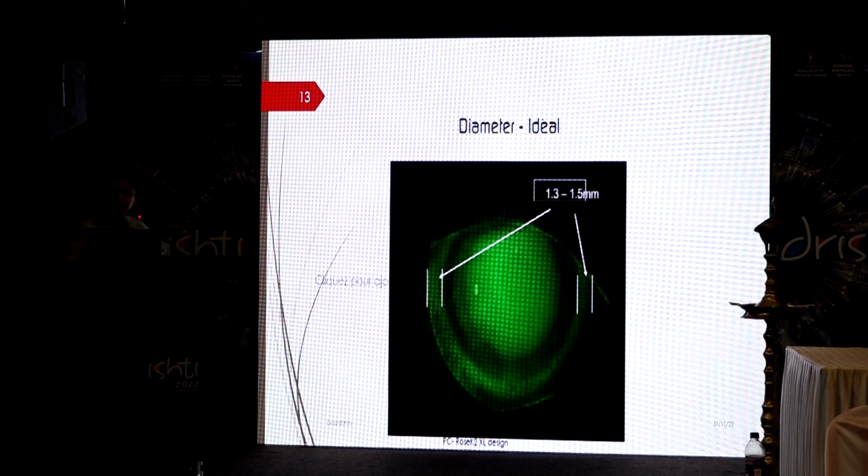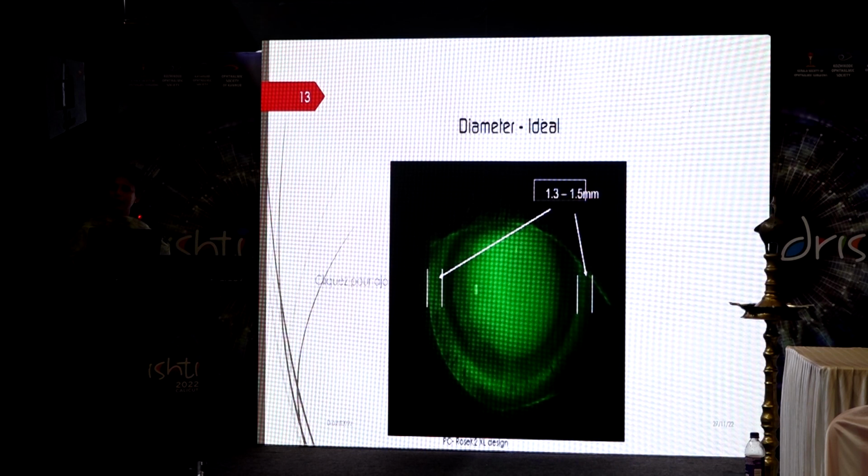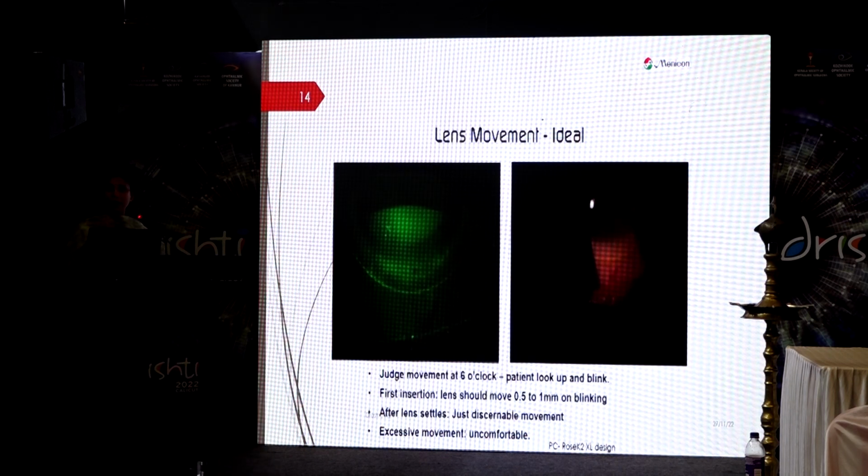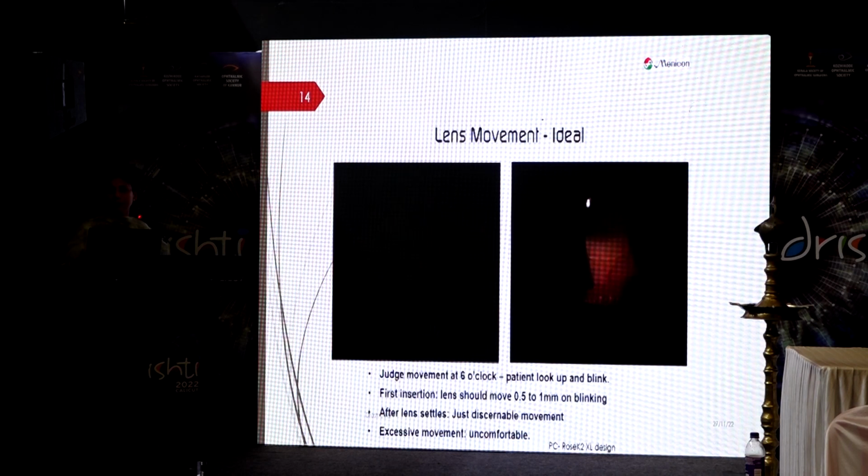So ideal diameter should be 1.3 to 1.5 mm beyond the limbus. Okay, it is somewhere close to your soft contact lens diameter, I would say. So again, you can have the liberty of increasing or decreasing the diameter based on the HVID of the patient. So for lens movement, the ideal movement is just discernible. You don't have to have great movement with the lens, because otherwise it will not function properly.